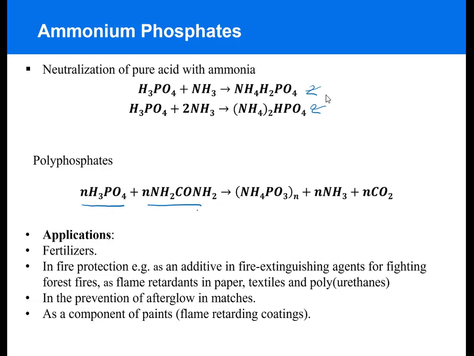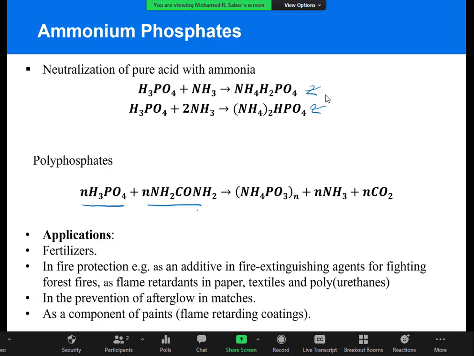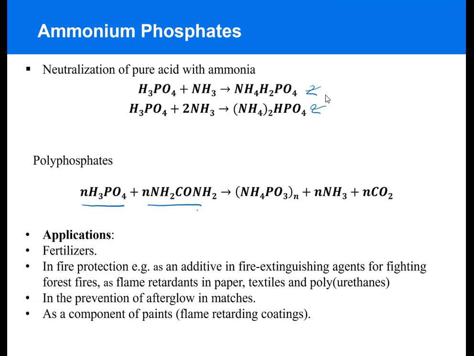Ammonium phosphates are used generally as fertilizers, but they also can be used in fire protection as an additive to fire extinguishing agents because they are flame retardant. So they can be used for flame retarding purposes in different products. And that includes the prevention of afterglow in matches and the manufacture of flame retarding coatings.